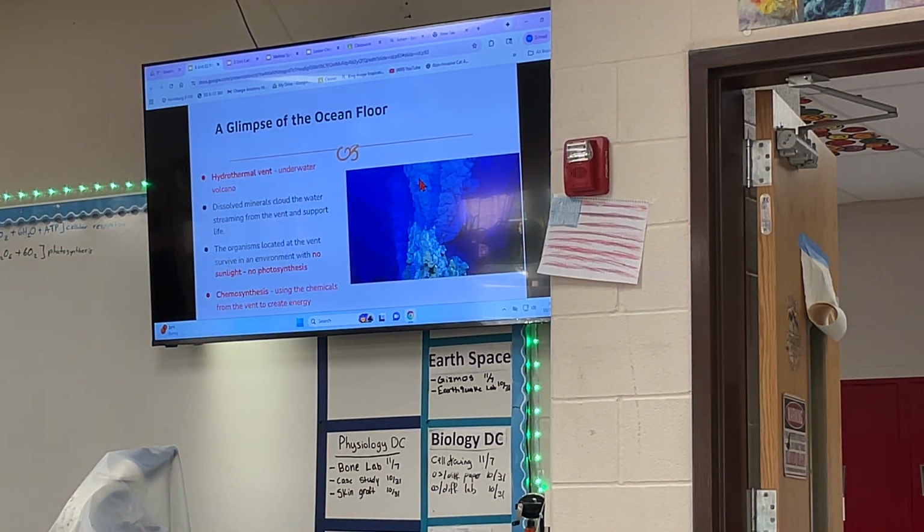Alright, so the hydrothermal vents are underwater volcanoes. This is kind of what they look like. There's no sunlight, so they don't do photosynthesis, and they do chemosynthesis instead, using the chemicals from the vents to create the energy. This is the only place in the world that this happens. Most of the world survives on photosynthesis instead, but chemosynthesis, again, is the use of bacteria to start a food chain instead of photosynthesis and light to start a food chain.